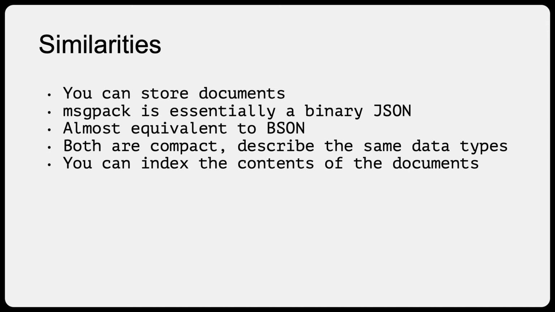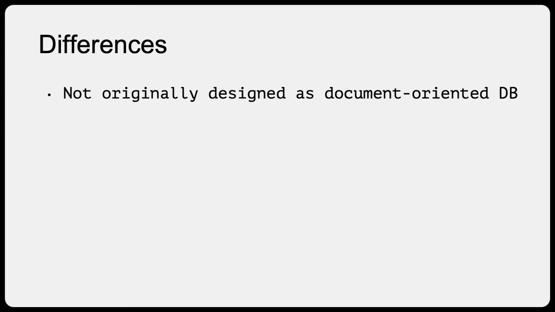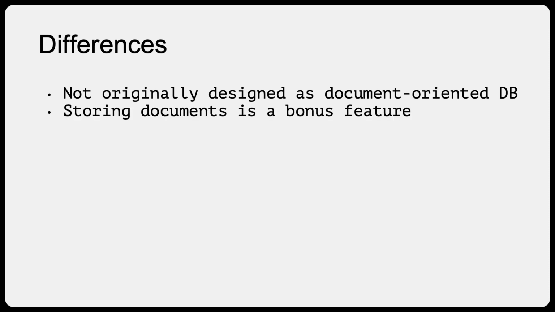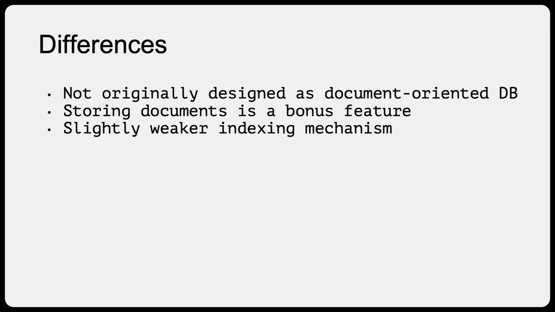In Tarantool, you can index the contents of these documents. The Avro Schema library is also supported in Tarantool. It allows documents with a regular structure to be parsed into lines, and these lines are stored directly in the database. But Tarantool was not originally designed as a document-oriented database. This is a bonus feature to store some part of the data as documents. So Tarantool has a slightly weaker indexing mechanism in comparison with MongoDB.